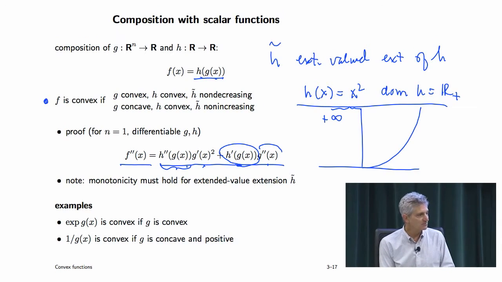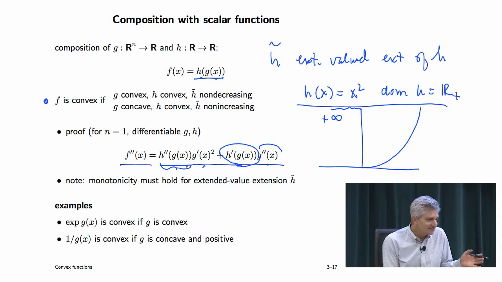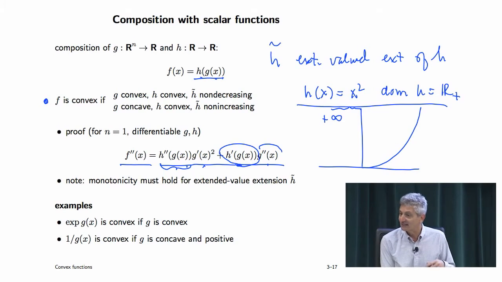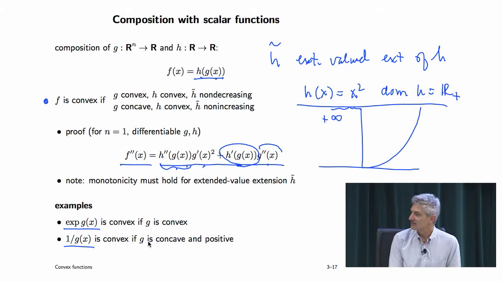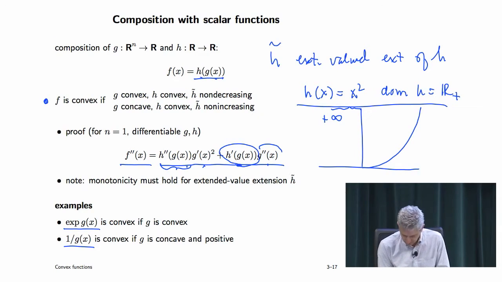Everyone following this? Okay. The funny part is that the proof that holds completely generally, not for differentiable functions, is actually easier than this. Well, at least mathematically. All right, so what are some examples? It says that the exponential of a convex function is convex. And the inverse of a function is convex if the function is concave and positive. So 1 over a concave function is going to be convex.